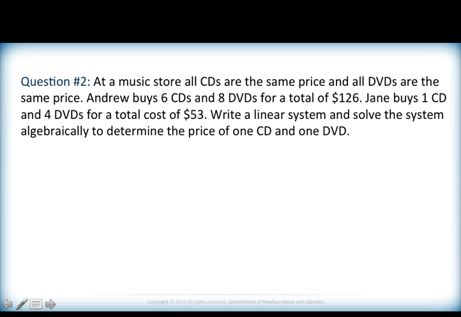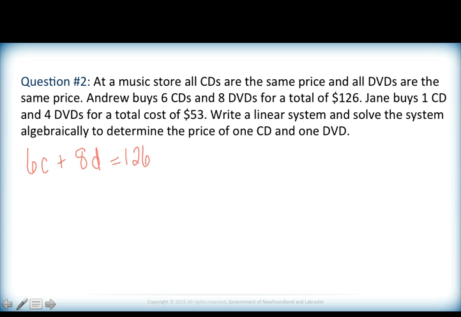Question 2. At a music store, all CDs are the same price and all DVDs are the same price. Andrew buys 6 CDs and 8 DVDs for a total of $126. So we're going to write the equation for that. We'll have 6C plus 8D, which equals 126.